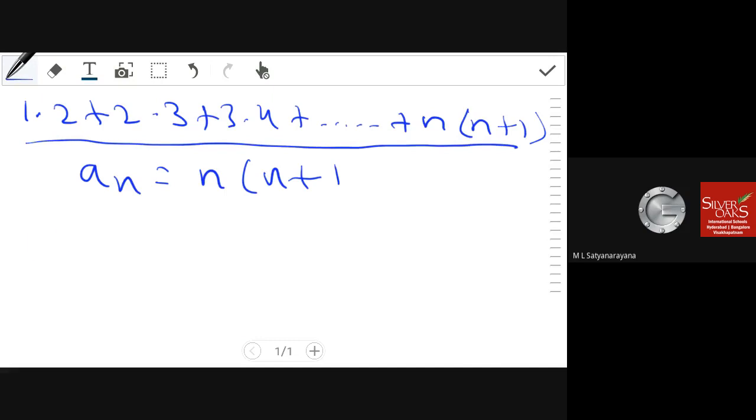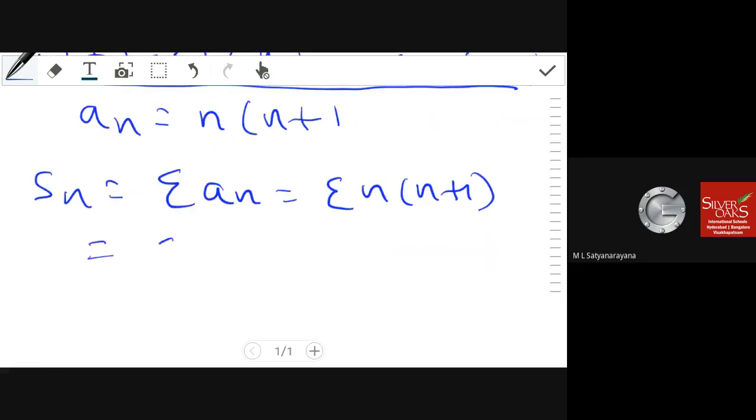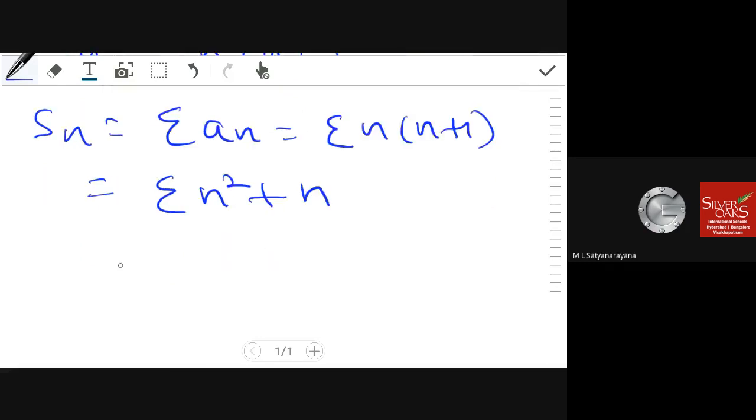Sum to n terms will be simply sigma of the nth term. Sigma notation is sum to n terms. So sigma of n into n plus 1. That is sigma of, now multiply it, n square plus n. The summation can be written separately, so you have to put it in brackets. So it is sigma n square plus sigma n.